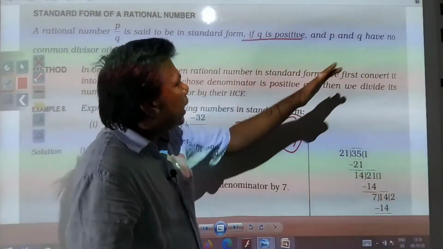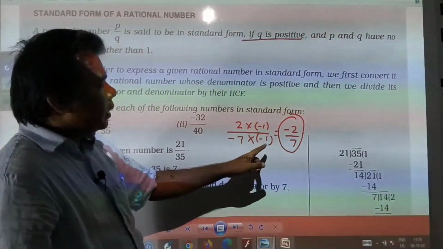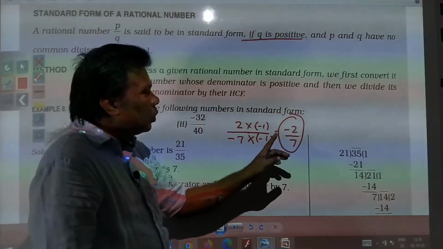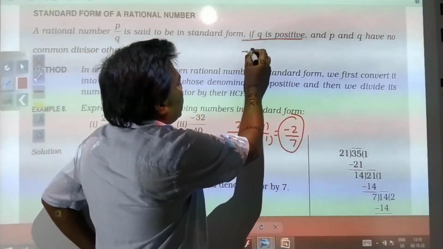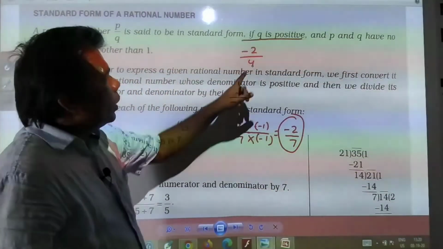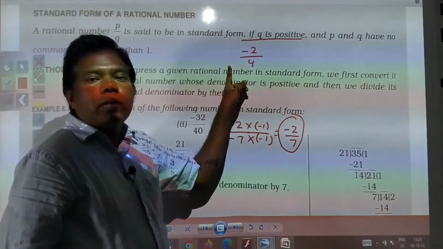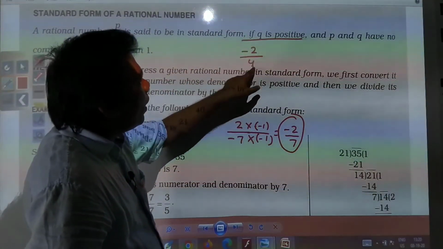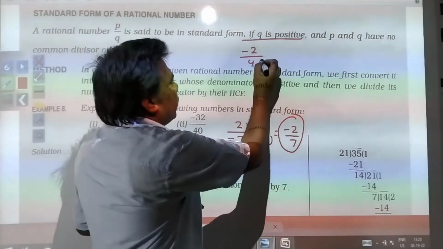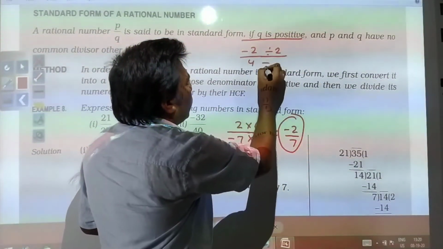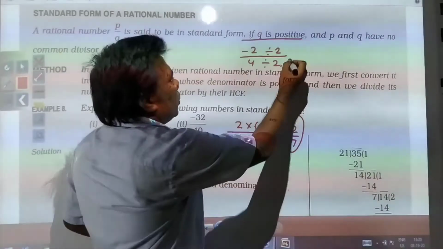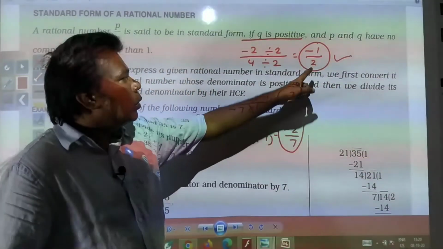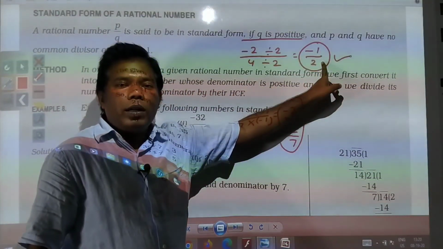Second thing is, p and q have no common divisor other than 1. So here you see 2 and 7 have no common divisor other than 1. Suppose you have -2 by 4. Is it in standard form? No. Yes, your q is positive, but you have a common divisor. If you divide this by 2, you will get -1 by 2. This is in standard form, because now you don't have any common divisor between 1 and 2.